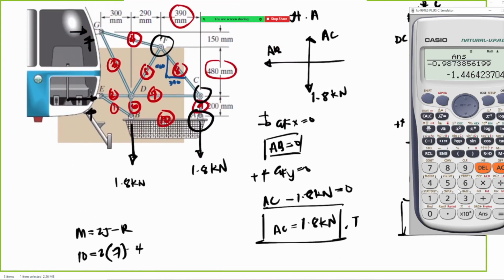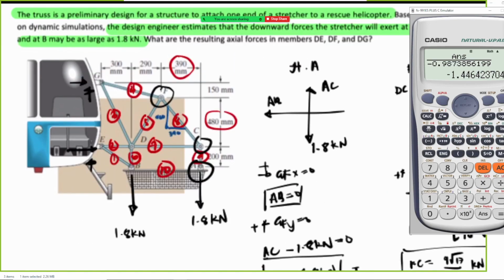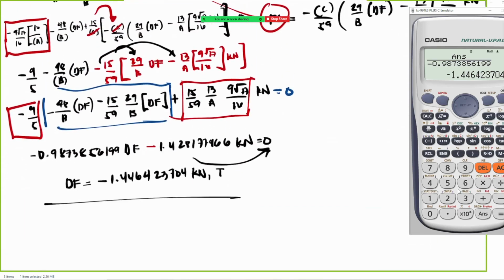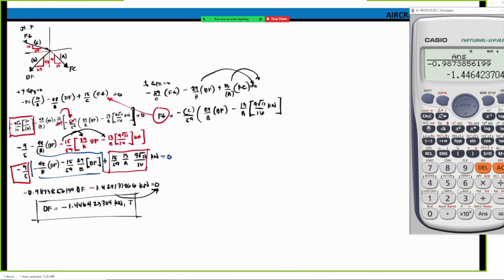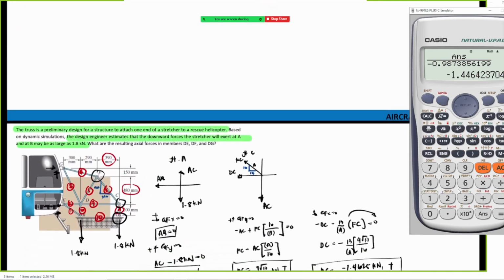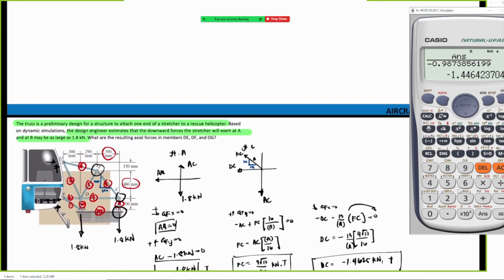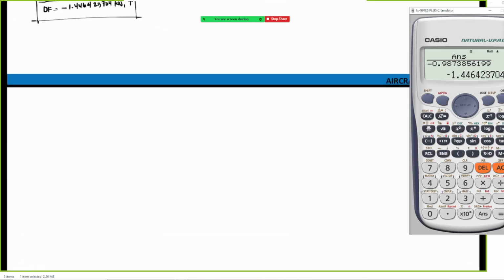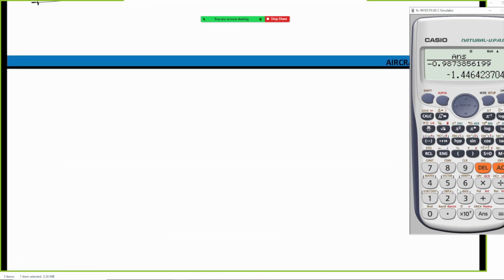Okay? Yung DF is isa sa hinahanap. Okay? So, DF. Next is, what? After getting the DF, no, makukuha mo na yung FG. However, due to time constraint, pwede nating hindi kunin yan. Pwede na tayong dumiretso dito sa ating member D. Okay? Sa ating joint D. No, kasi DF lang naman yung kailangan natin.